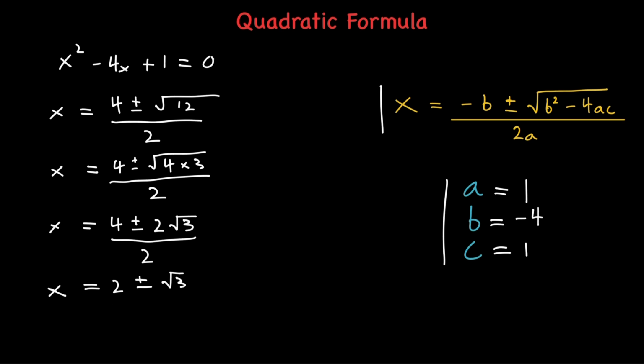And now we can read our two solutions from here. Our first solution, x equals 2 plus root 3. And then our second solution will be x equals 2 minus root 3. And that is how you'd use the quadratic formula to solve this question.